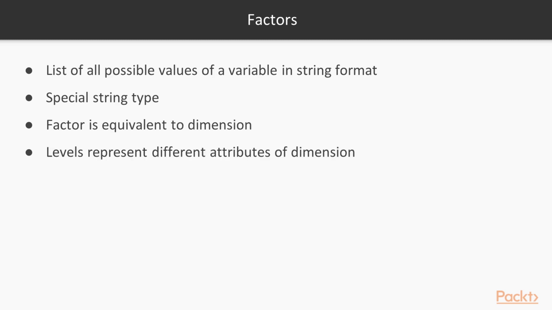Finally, we will learn about factors. A factor is a list of all possible values of a variable in a string format. It is a special string type, which is chosen from a specified set of values known as levels. They are sometimes known as categorical variables. In dimensional modeling terminology, a factor is equivalent to a dimension, and the levels represent different attributes of the dimension. Note that factors are variables that can only contain a limited number of different values.